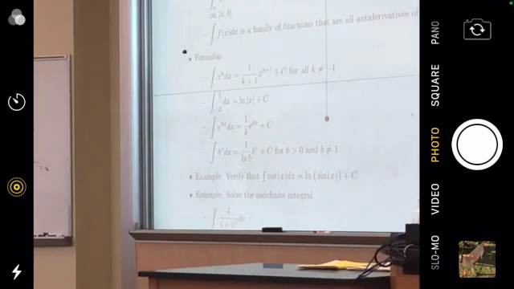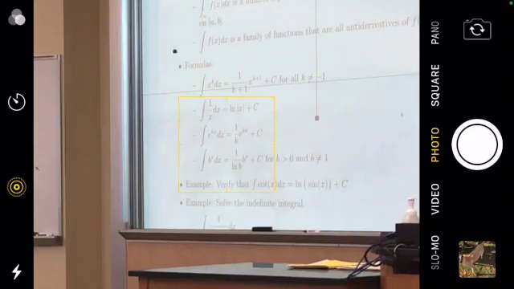Very well. I'm gonna do this example. The directions say verify the integral of cotangent of x is this formula you would have never ever guessed. I shouldn't say never ever, but why would you guess that?